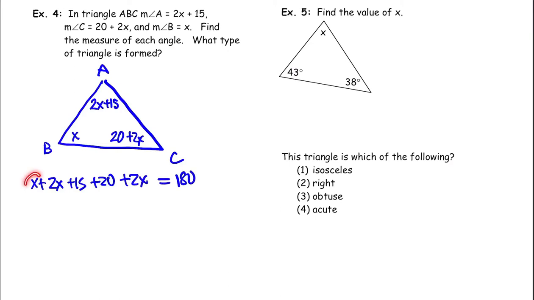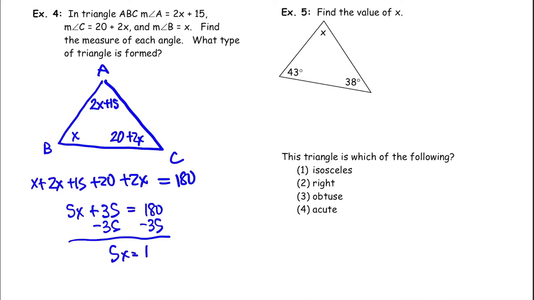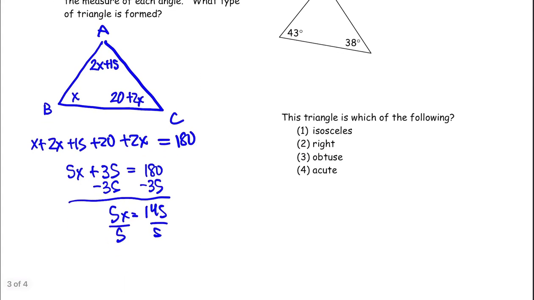And now again, I'm going to combine my like terms. So that gives me 5x, and that gives me 35. So I get 5x plus 35 equals 180. I'm going to subtract 35. That gives me 5x equals 145, I believe. Yep. Divide by 5. And x equals 29.